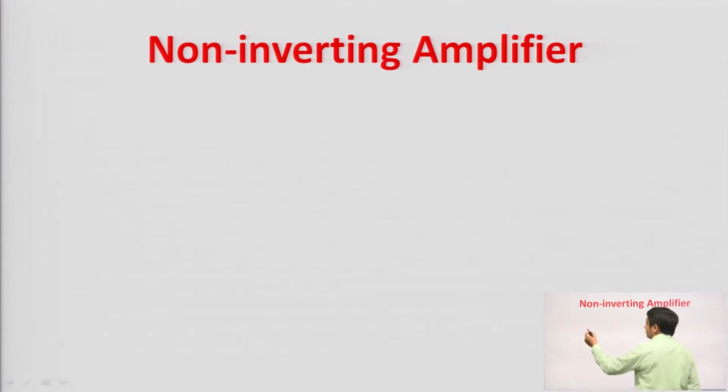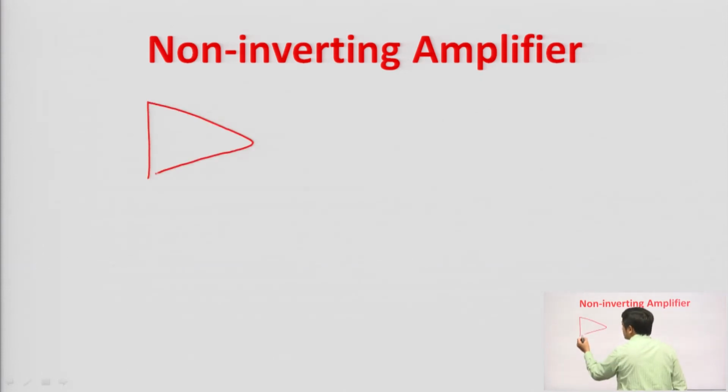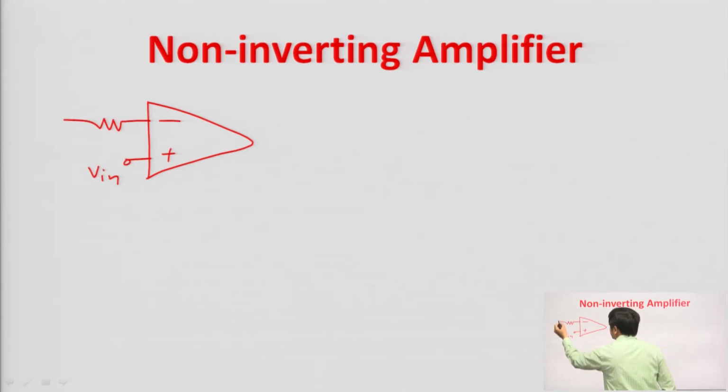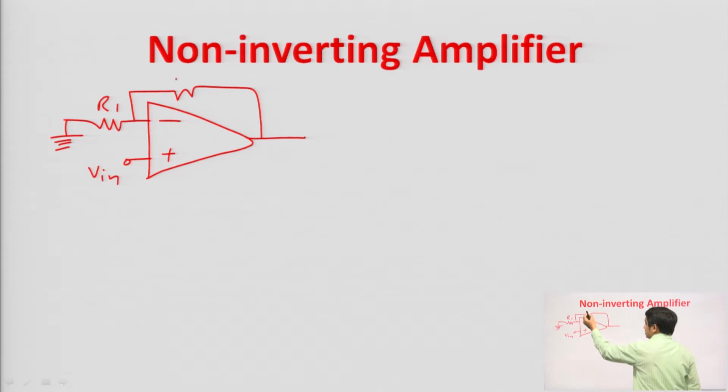In the non-inverting amplifier, the input signal is applied at the non-inverting terminal, and at the inverting terminal there is a resistor R1 connected, with one terminal connected to ground. There is a feedback resistance RF, and this is the output voltage V naught. Again, you can see that this is the closed loop configuration in negative feedback.